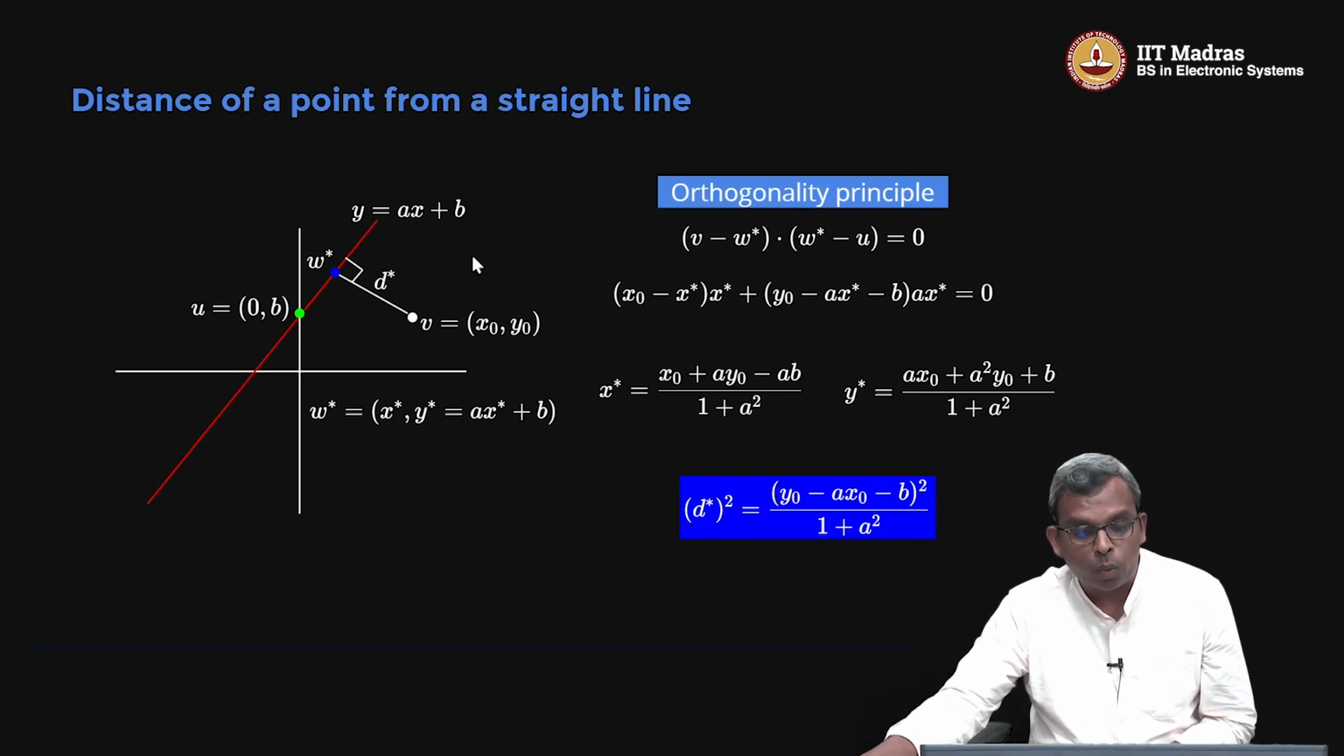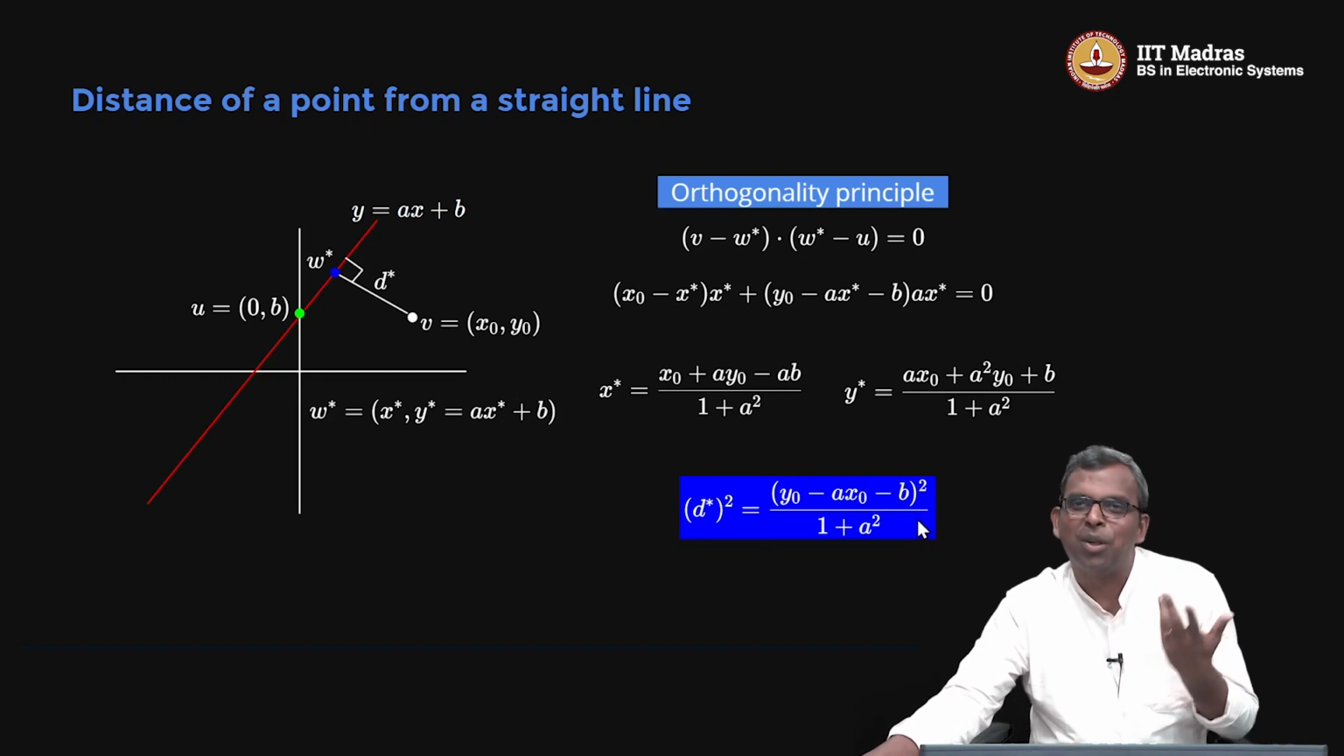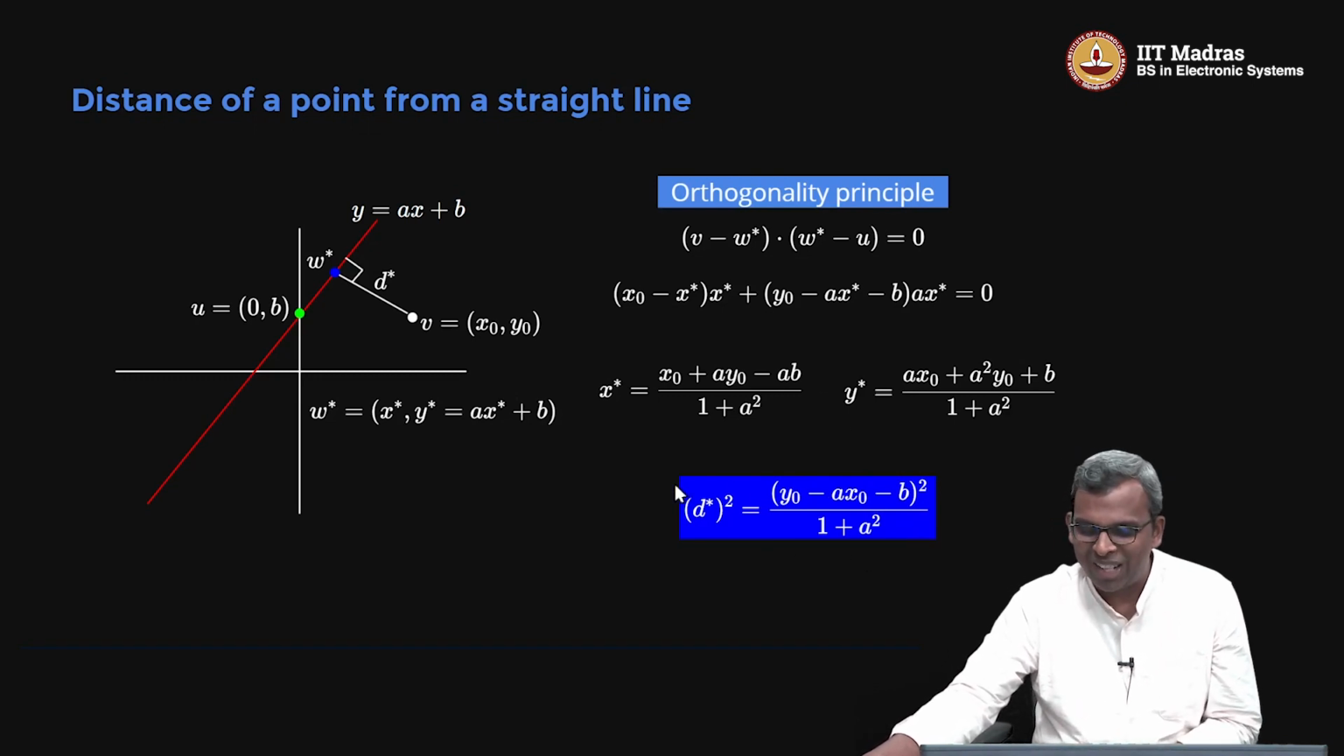What do you do here? See, y equals ax plus b. So y minus ax minus b equals 0 is the equation of the line. In that equation of the line, you put x naught, y naught. So you get y naught minus a x naught minus b whole squared divided by 1 plus a squared. Why do you do 1 plus a squared? That you have to do. So when you do that, you get the square of the distance. So it's a nice little formula.